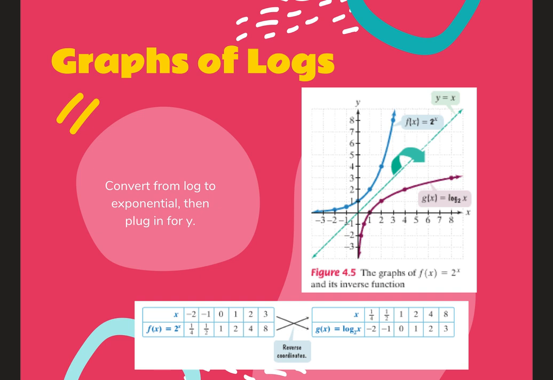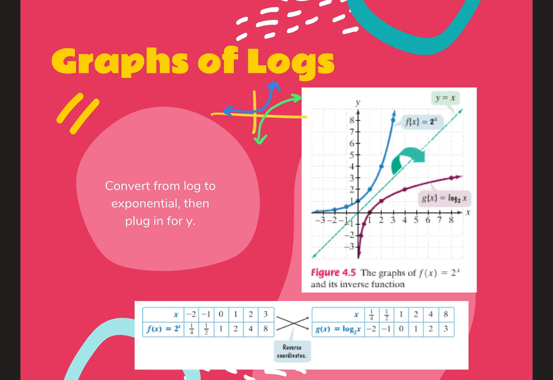These are the inverses of the graphs of exponential functions. So if you remember the graphs of exponential functions, your parent function rose as you moved from left to right. It was increasing. If I take all those x and y values and I switch them, it creates the log function, which will have a vertical asymptote this time at 0, and it will increase as you move to the right.